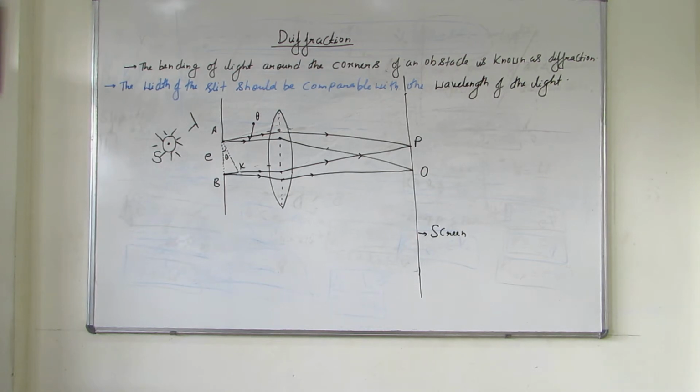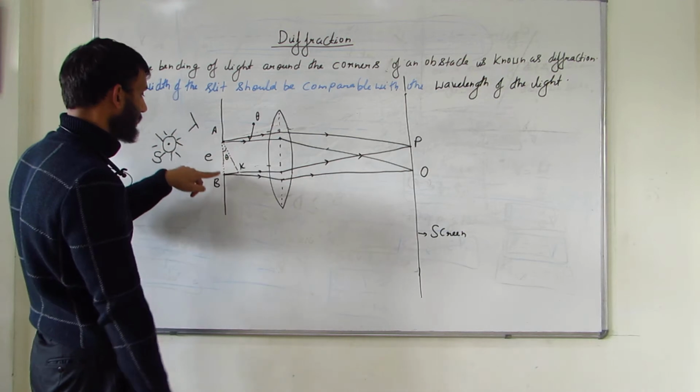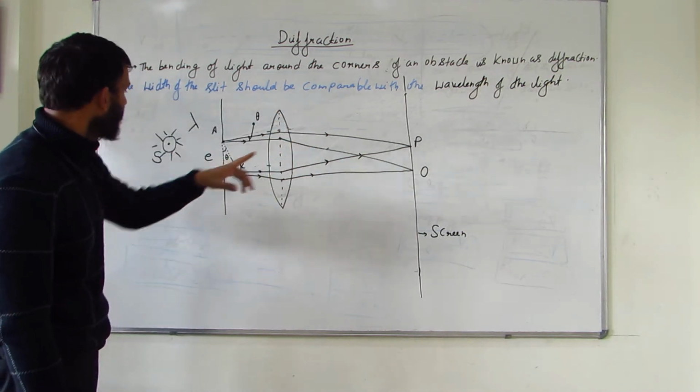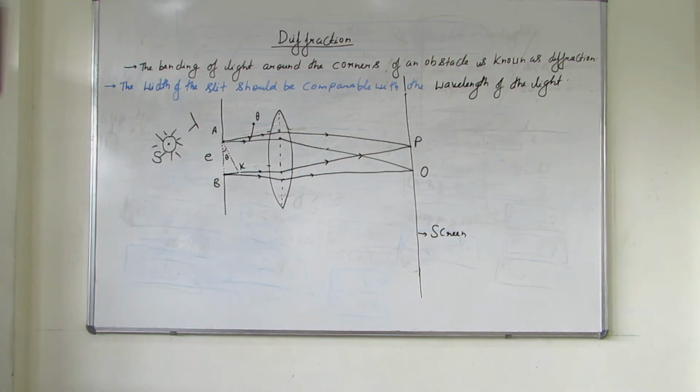There is an important condition for diffraction to take place, and the condition is that the width of the slit, meaning this gap in the obstacle, should be comparable with the wavelength of light. Wavelength of light means lambda. It should be comparable with the wavelength of light. This is the condition. This is the whole setup.